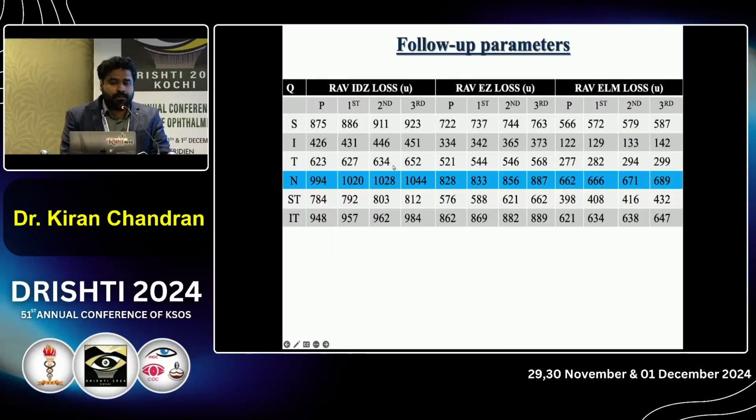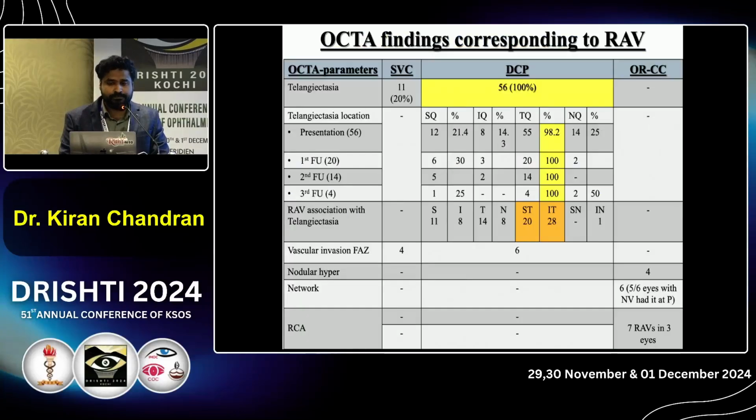Even in follow-up parameters, at each quadrant where the RAV was present, there was progressive increase in the extent of loss of IDZ, EZ and ELM as demonstrated in this table. In OCTA, RAV demonstrated telangiectasias in the DCP in all patients and telangiectasias were typically located in the temporal quadrants in OCTA and vascular invasion involving the foveal avascular zone was seen in 4 and 6 eyes in SVC and DCP respectively. The presence of nodular hyperreflectivity, network and RCA was seen in 4, 6 and 3 eyes respectively.